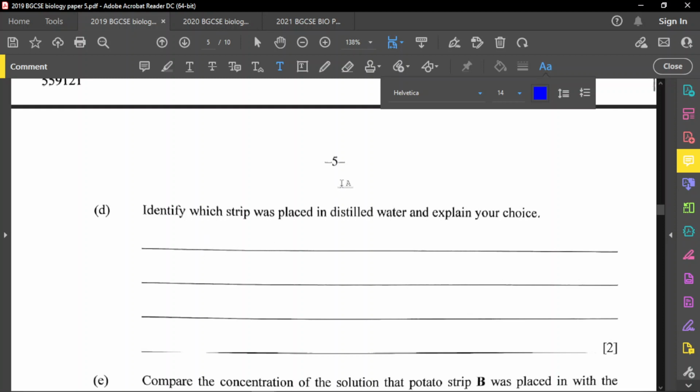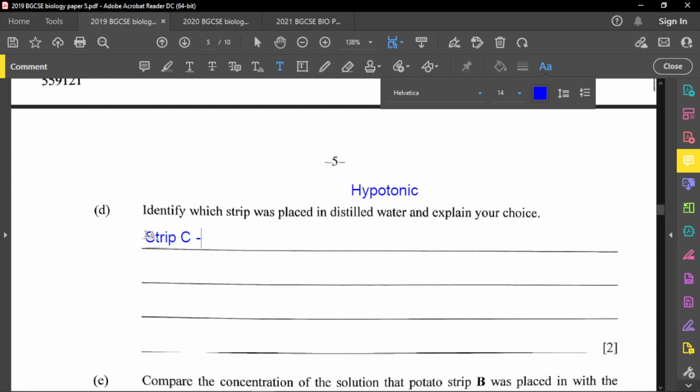Okay, so I'm going to make a note right here. Distilled water has the same effect as hypotonic. So hypotonic and distilled water give you the same effect. All right, so the answer is going to be strip C. And why strip C? Because, and it said explain why, right?